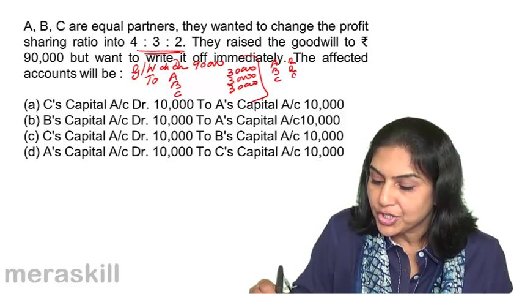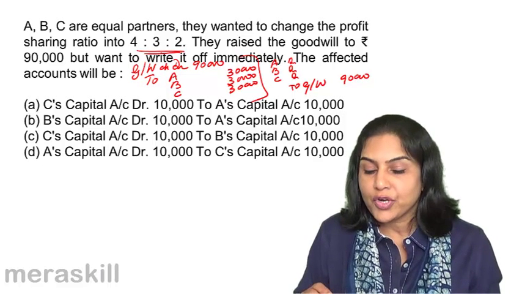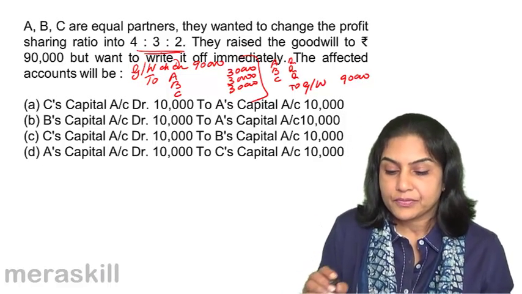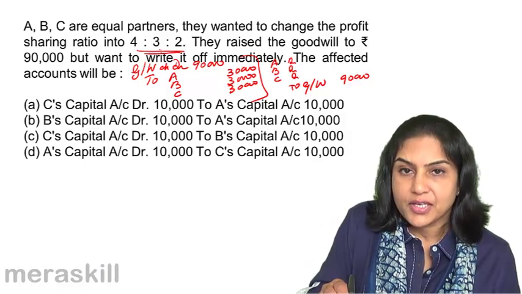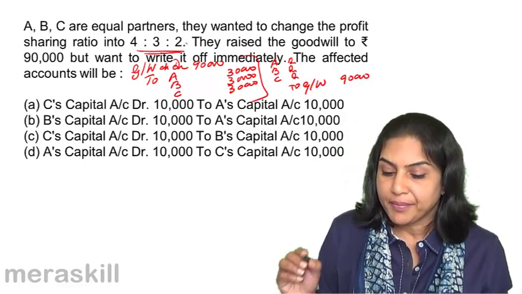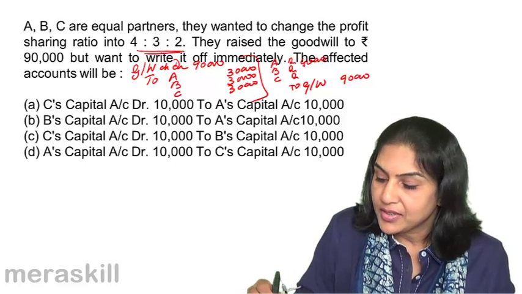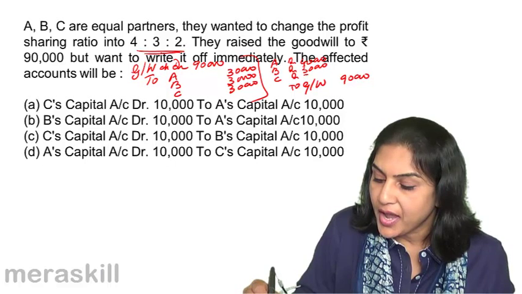What is the new ratio? Goodwill will be 90,000 and now the ratio is 4:3:2. 4 plus 3, 7, 8, 9. So 90,000 divided by 9, 10,000 into 4, it becomes 40,000, 30,000 and 20,000.